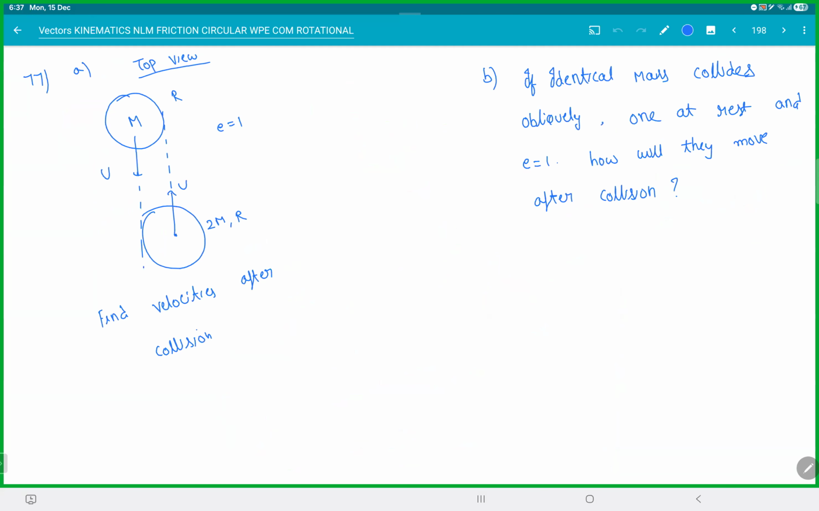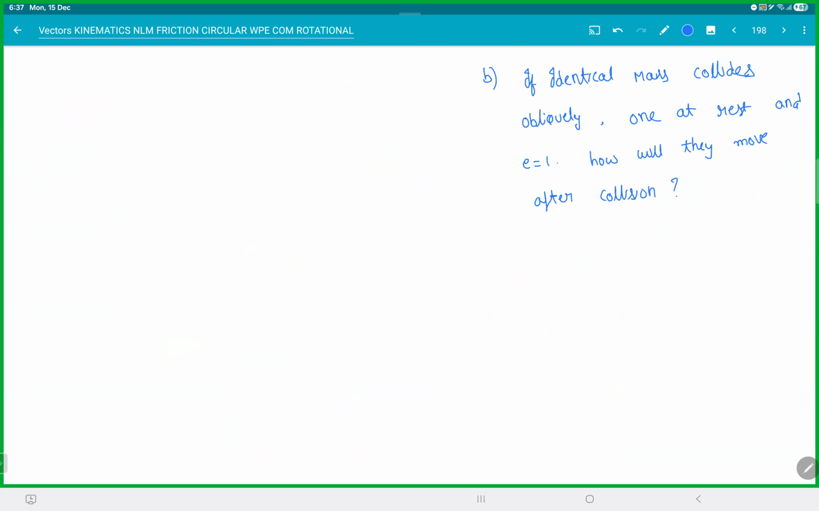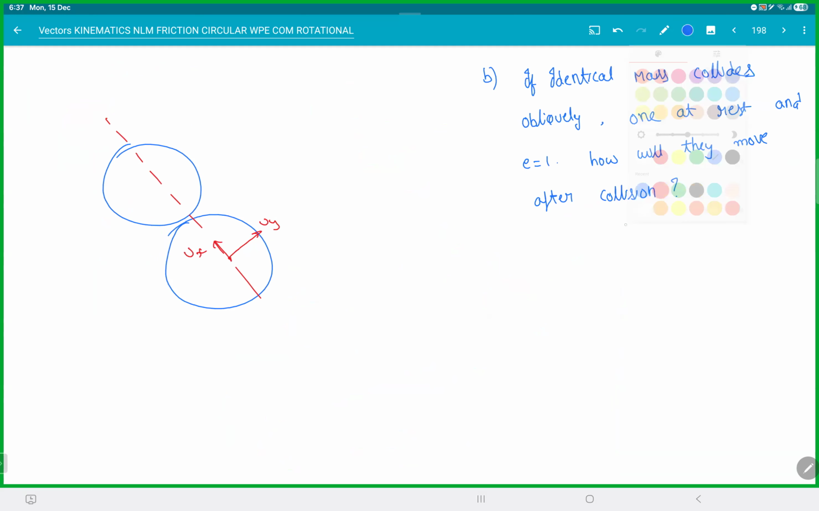What about the second part? If the identical masses collide obliquely, one at rest and E is equal to 1, the answer is 90 degrees, so remember that. If two identical masses collide and E is equal to 1, this component will be whatever it is, ux, and this component is uy. So after collision and masses are equal, they can ask a statement like this: if two identical masses collide elastically, they should always exchange velocity. That is wrong. They should exchange velocities only along the normal. That is right. In a head-on collision, they will completely exchange velocities.